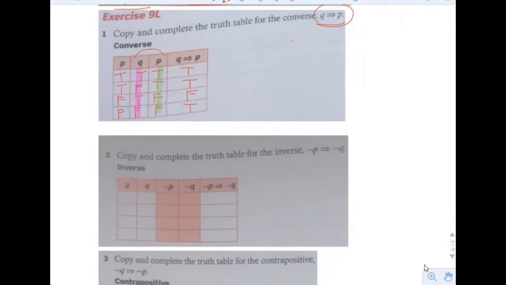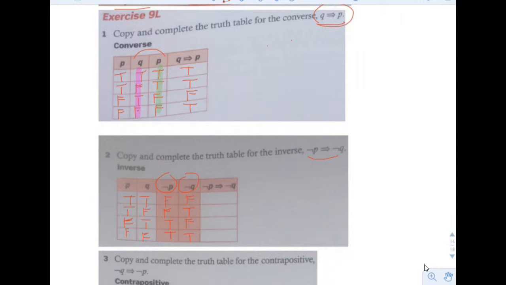Okay, number 2. Copy and complete the truth table for the inverse, which is not P implies not Q. Okay, so again, the first part, we always fill it in the same way. True, true, false, false, true, false, true, false. And then the not P would be false, false, true, true. And the not Q would be false, true, false, true. And then not P implies not Q.